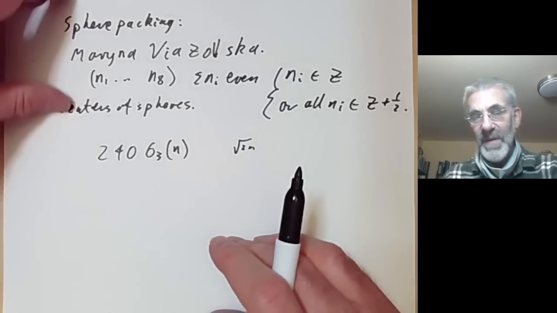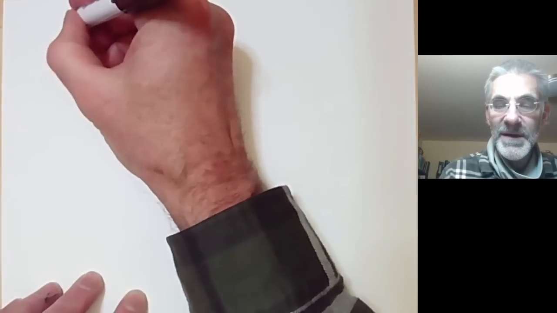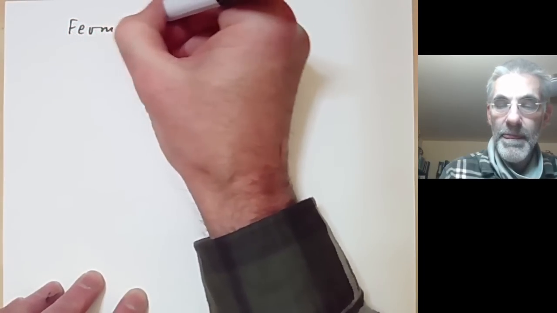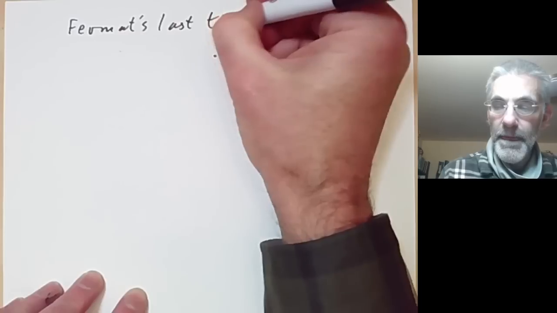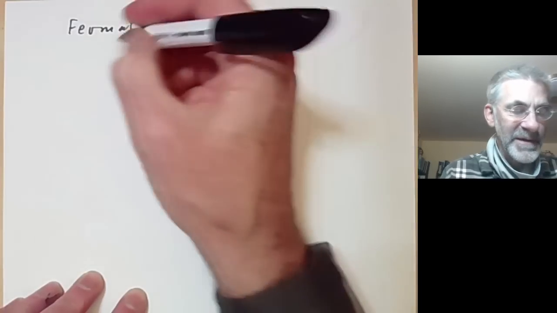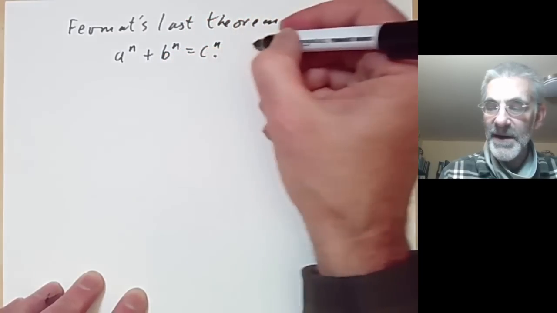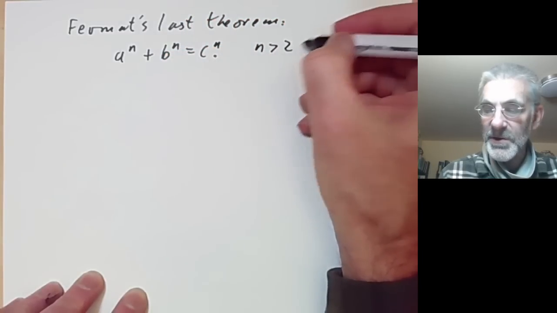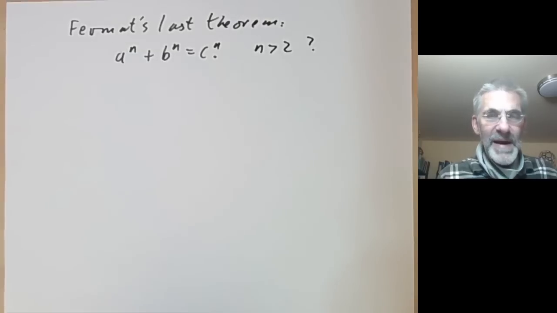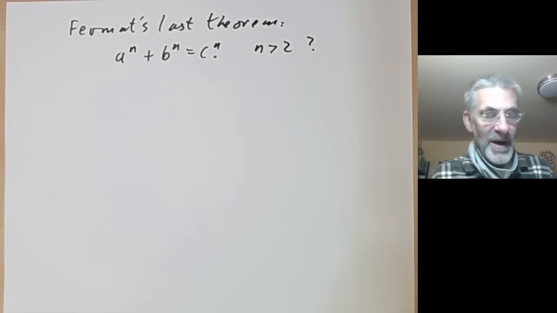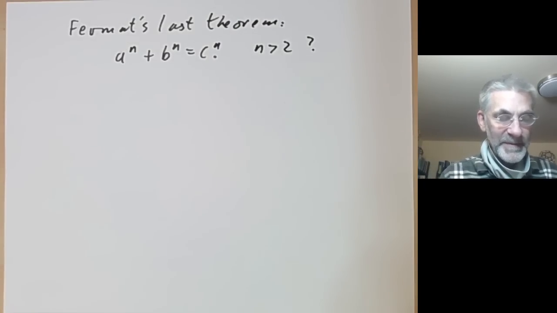Where else do modular forms seem to have no connection with? Well, how about Fermat's last theorem? It asks, are there any non-trivial solutions to a to the n plus b to the n equals c to the n with n greater than 2? And for many years, this was the most famous open problem in mathematics. And it was finally solved by Wiles.